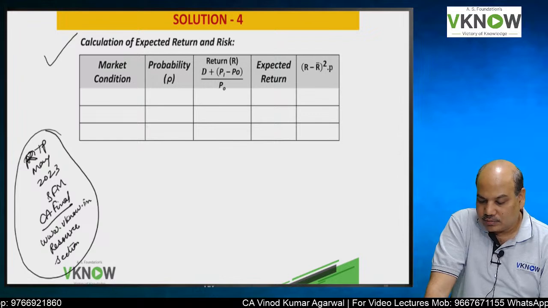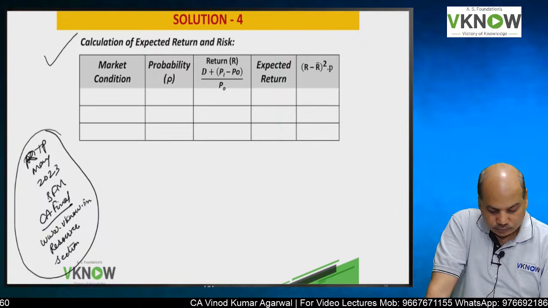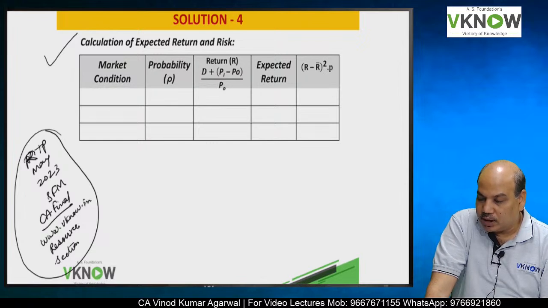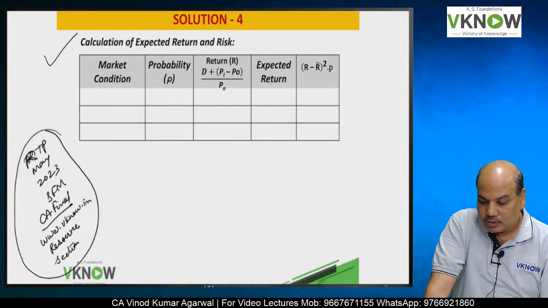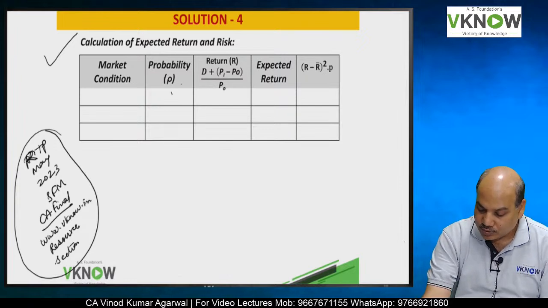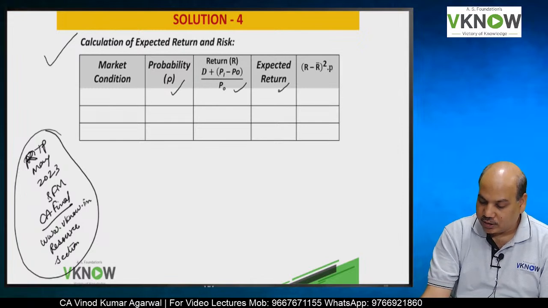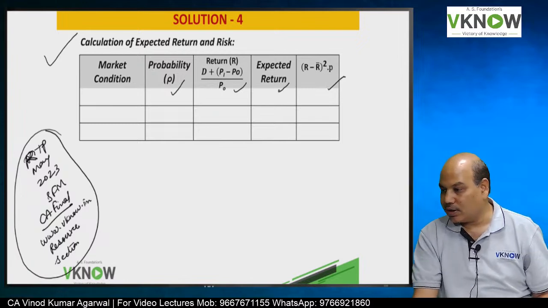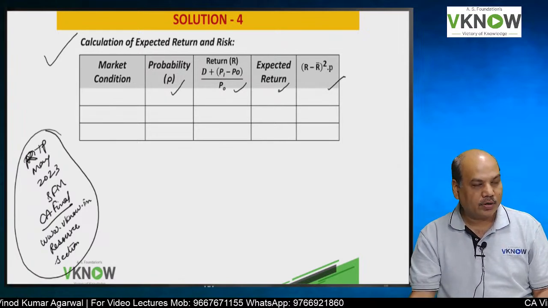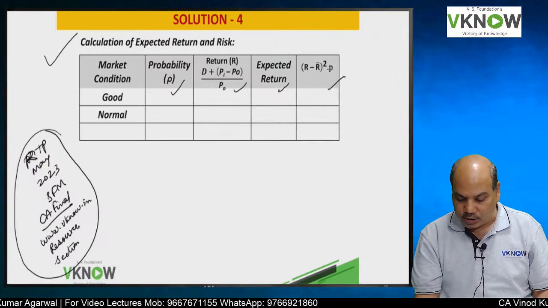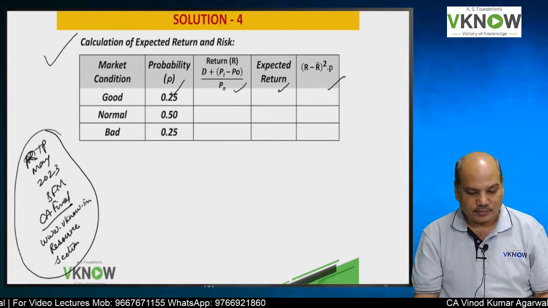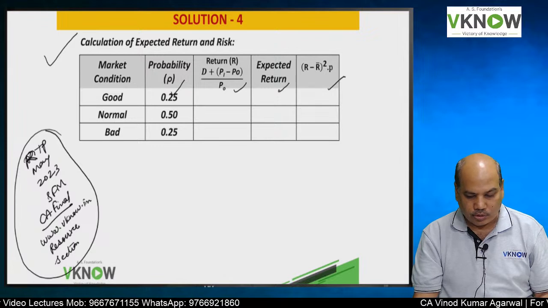So write market condition, probability, return formula. Write down D plus P1 minus P0 upon P0, then multiply probability into return, you will get expected return, and this last column is for calculating the standard deviation: R minus R bar square into probability. First two columns copy from the question.